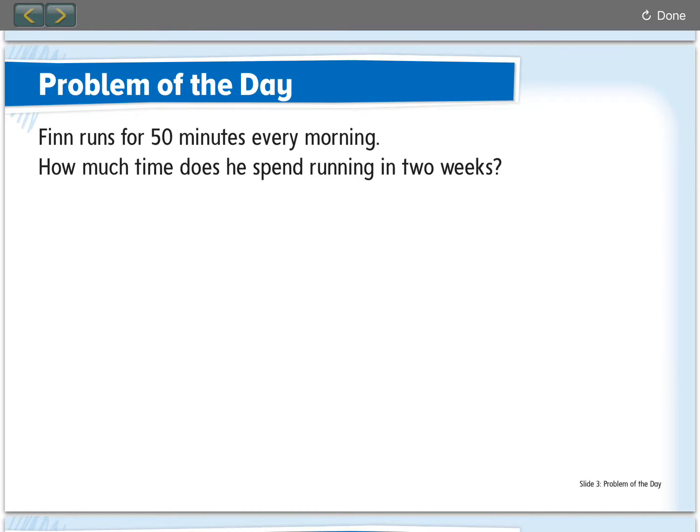Finn runs 50 minutes every morning. How much time does he spend running in 2 weeks?